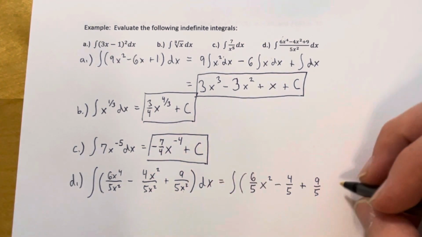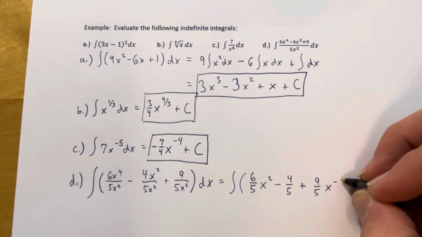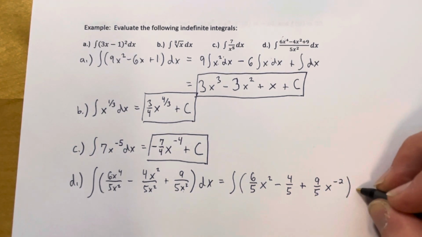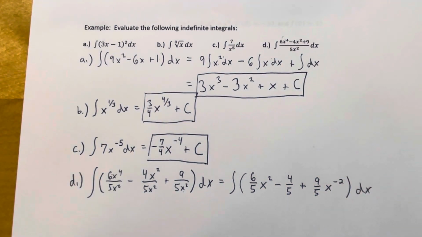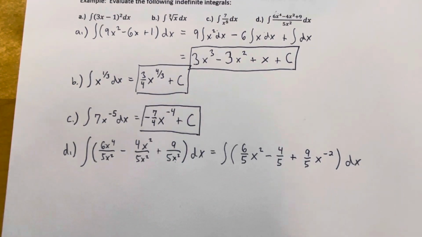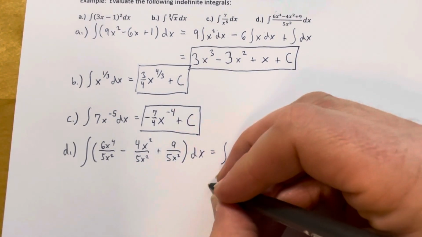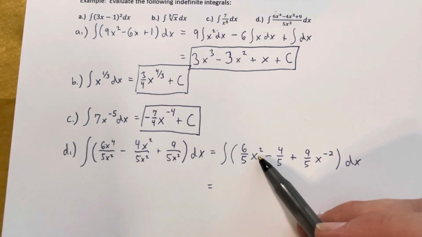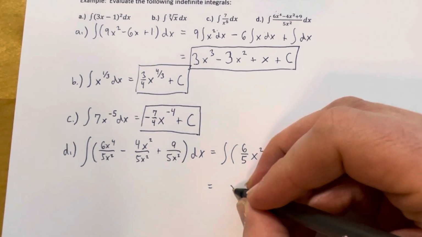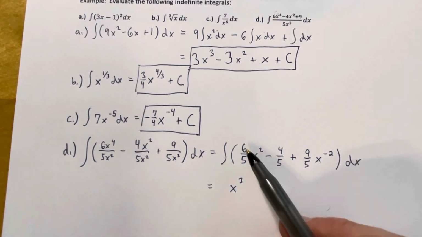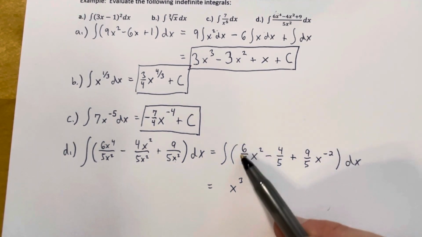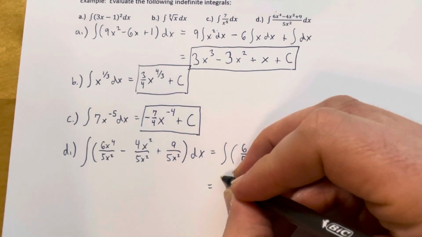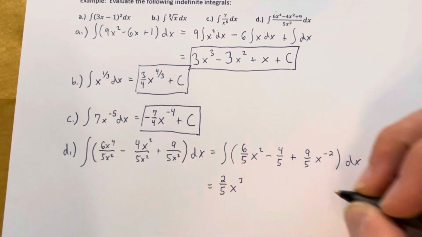And then that x squared in the denominator, I can rewrite as just x to the negative 2nd power like this. Okay? Now this is in a form that's much more easily integrated. So here, if I want to integrate this function, I would add 1 to the exponent, which is x cubed, and then multiply by 1/3. But multiplying this by 1/3 would give me 2/5.